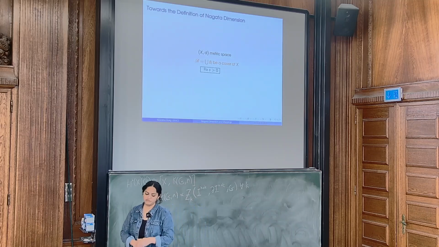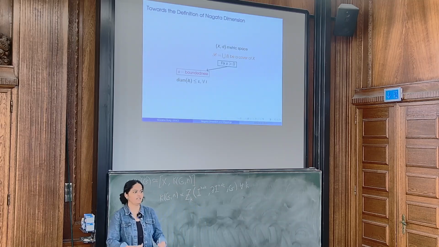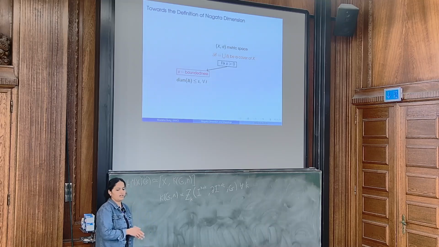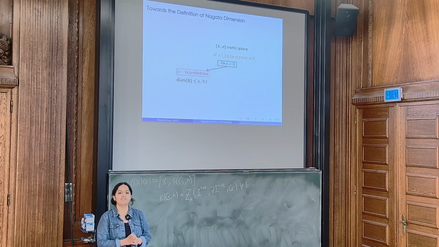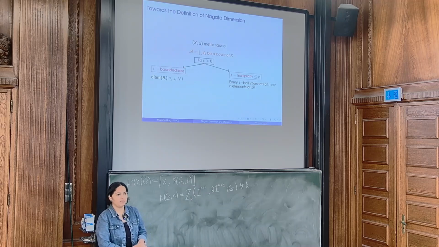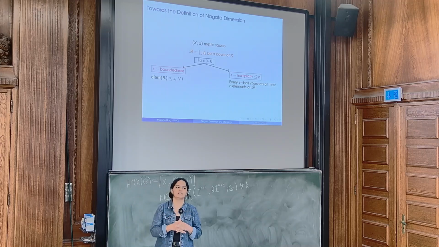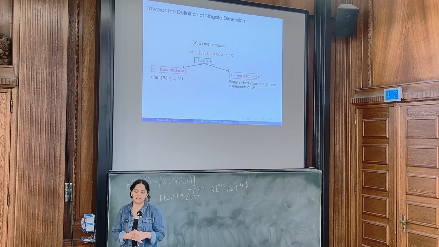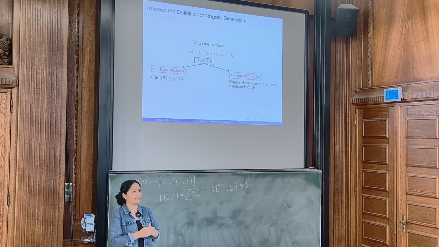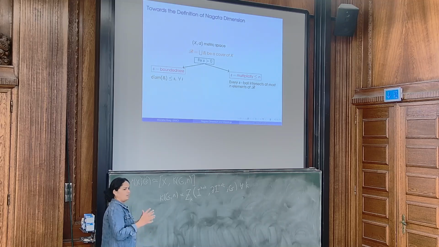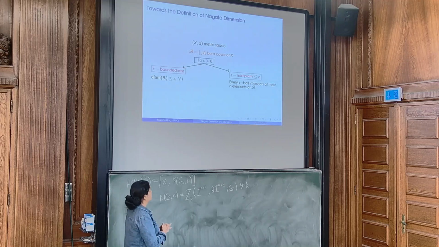The first property of a cover is S-boundedness. Fix a positive real number. A cover of a metric space X is S-bounded if the diameter of each element of the cover is at most S. The second property is S multiplicity of the cover, which measures how much overlap exists between the elements of our cover. More precisely, it is the maximum number of elements of the cover that any S ball, a ball of radius S around a point, intersects.